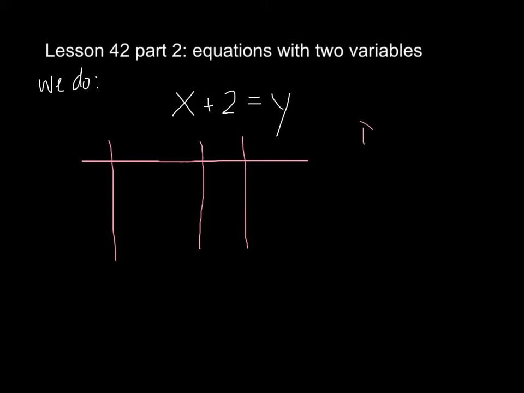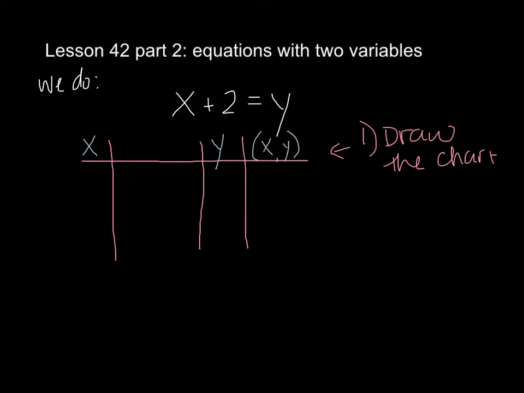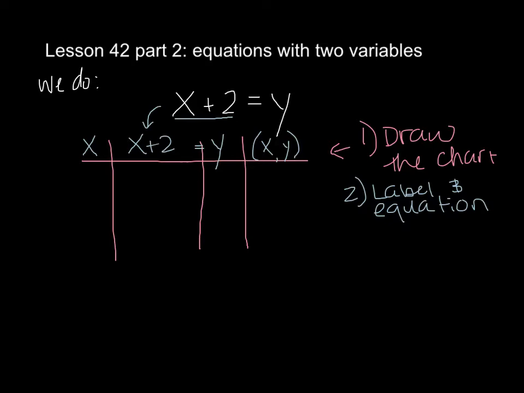So step 1, draw the chart. Step 2, we're going to label the top of it: x over here, y over here, and then xy there. So step 2 is label an equation. The labels are x, y, xy. The equation goes on the line. The equals y part is already here, so all we need to do is put x plus 2. This part goes right there. So we put the labels and the equation on that top line.